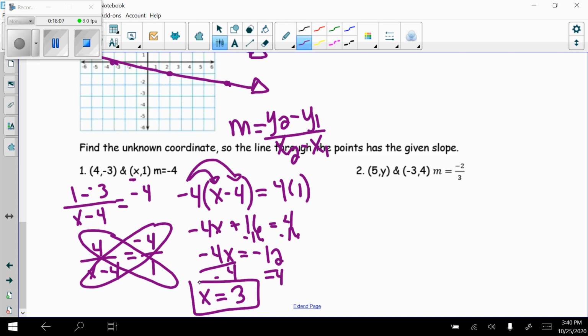So the 2 points, 4 comma negative 3, and now I know 3 comma 1, those 2 points have a slope of negative 4. Let's do another one of those.